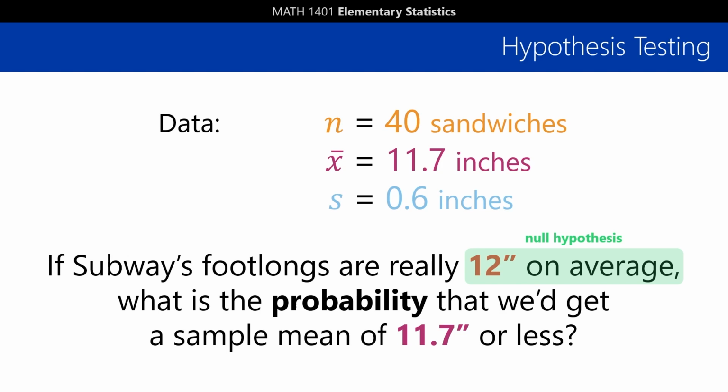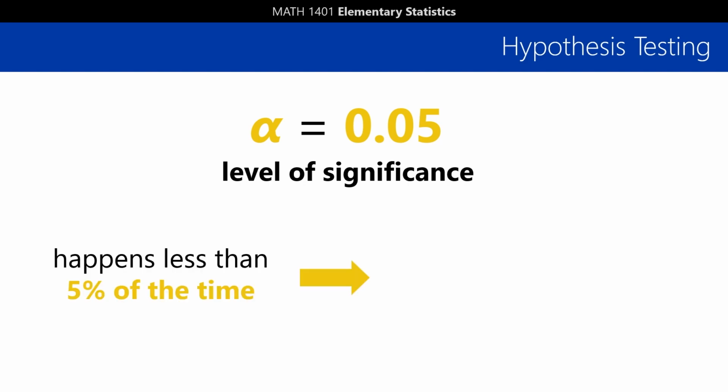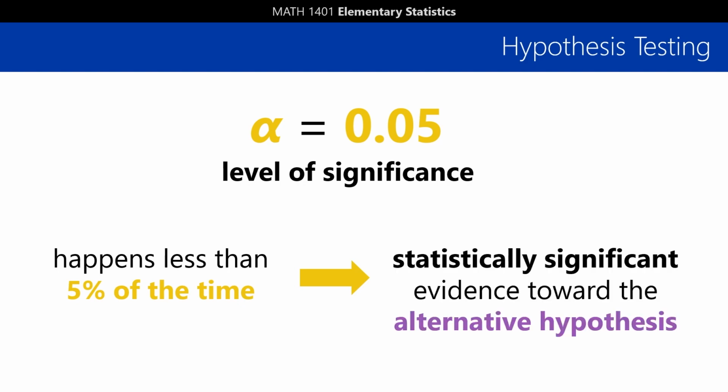What we need to do is compare that probability, whatever it is, with some level of significance, alpha, say 5%, though we could choose to use 10% or 1% or something else if we wish. And if we find that our results are so rare that they would happen less than that percent of the time, then we'll count that as statistically significant evidence against the null hypothesis and instead toward our alternative hypothesis.